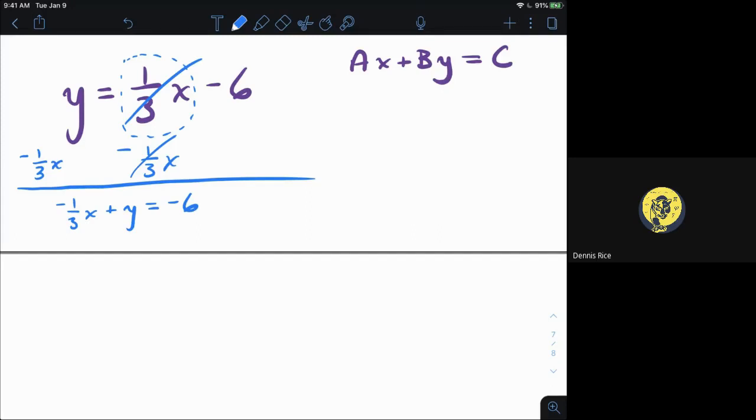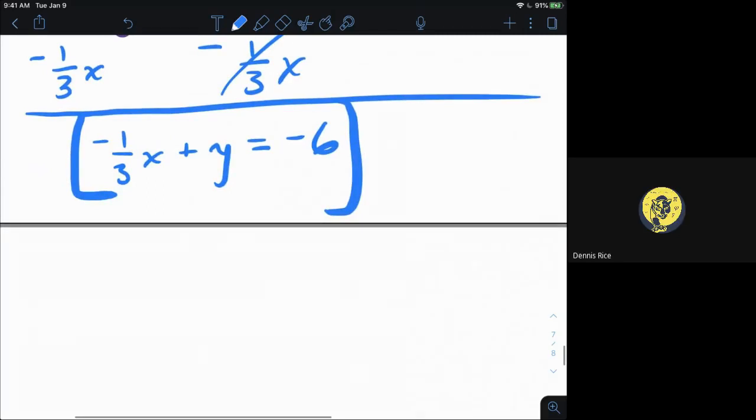And you're not just going to choose a number randomly. If you have a fraction, you can multiply by the denominator to get rid of it. So what would be a good number to multiply this equation by? 3. If you multiply this entire equation by 3, let's see what happens.